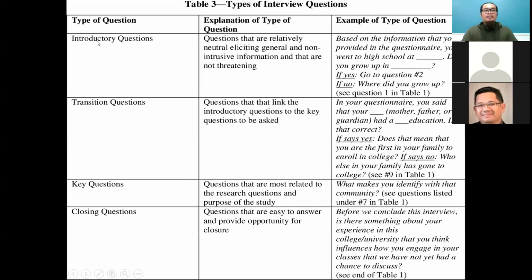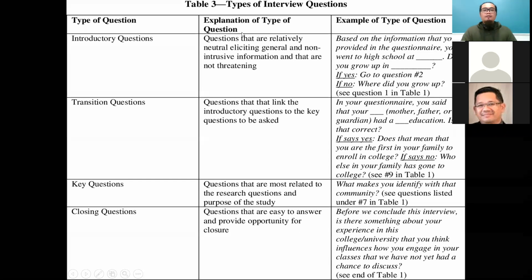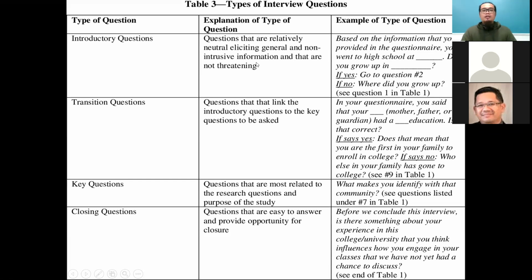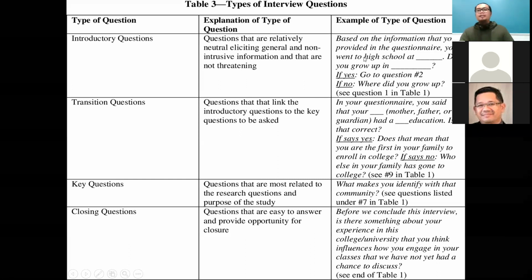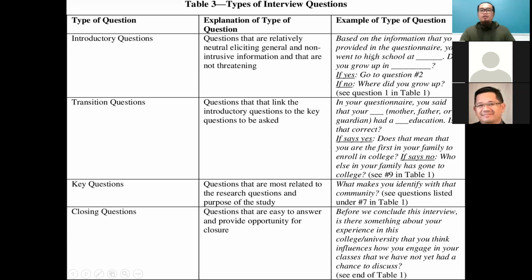For number one, it's about the introductory questions. Explanation: the type of question that is relatively neutral, general, and non-intrusive, with no restrictions. For example, based on the information that you provided in the questionnaire, you went to high school at, okay, that continues. Did you grow up in? If yes, go to question number 2. If no, where did you grow up? See question 1 in table 1.